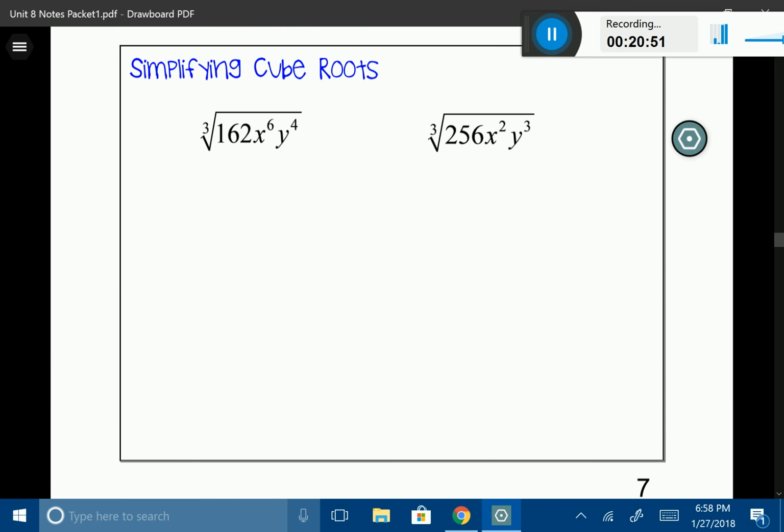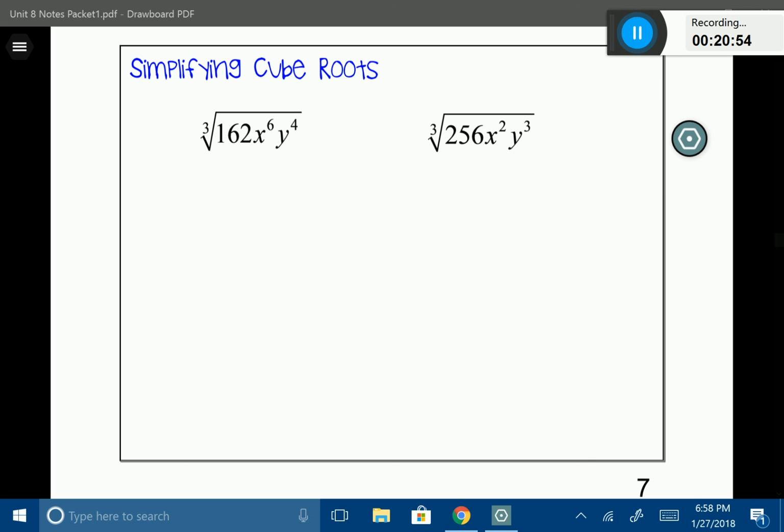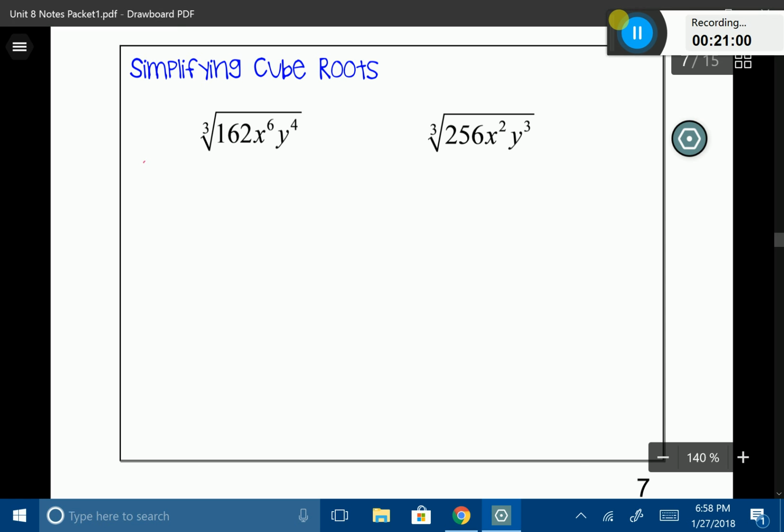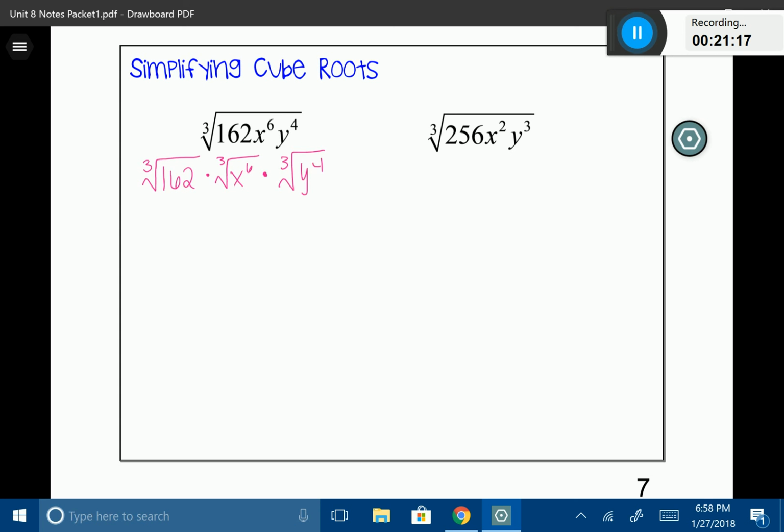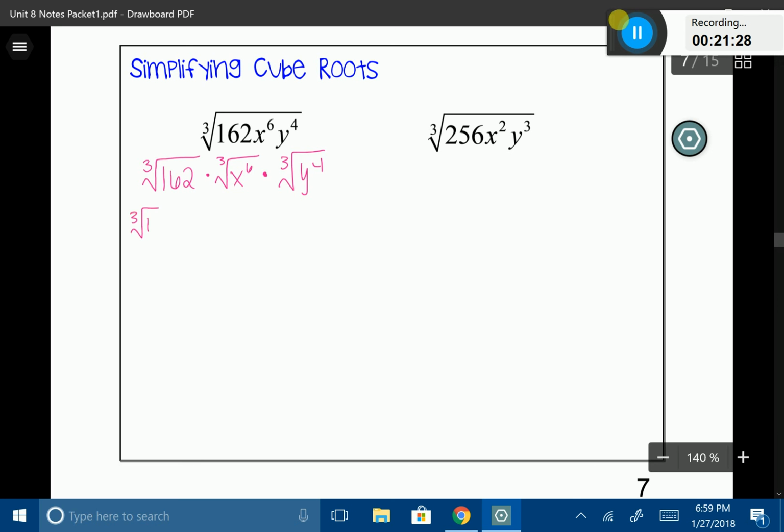All right, it's going to work the same way here, but I am going to add one more unique little thing. So let's go ahead and first just do our product rule and just break things down. So I have the cube root of 162 times the cube root of x to the 6th times the cube root of y to the 4th. There we go. All right, so let's work on my number first. I have 162, and it looks like I have 6 and 27. So the cube root of 6 times the cube root of 27.